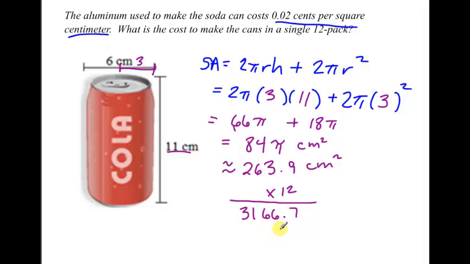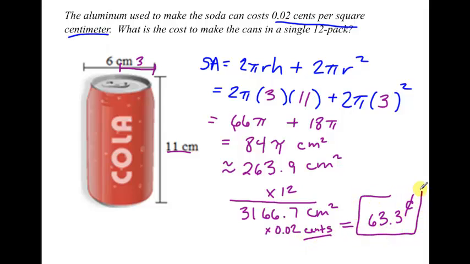And then that's the whole pack, but each of those, that's still square centimeters, and each of those costs us 0.02 cents. So let's now multiply this by 0.02 cents for each one. Okay, so it's 63.3, not dollars, this is cents here. So 63.3 cents for that whole 12 pack of cans, not including the soda in them. And those are the cylinders, so roll with it.